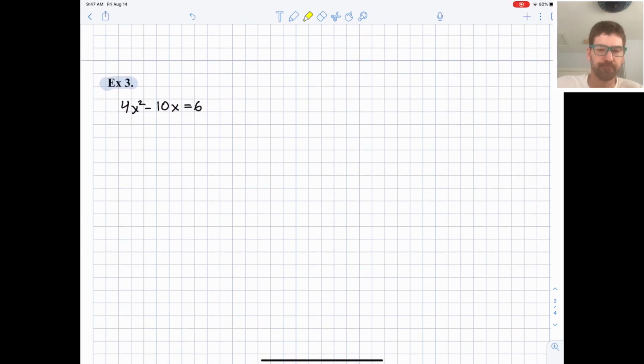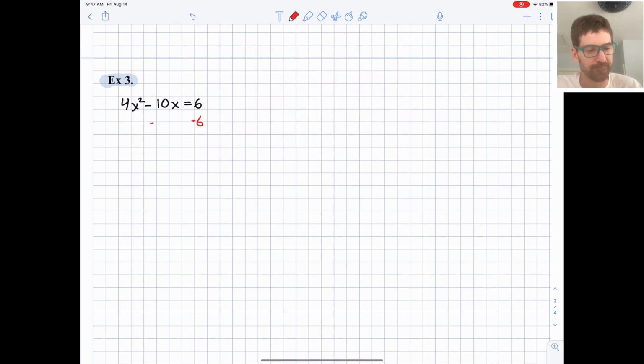And the last one, for this particular video, it's not called the 6 product property, okay? It's called the zero product property. So we have to get that equal to 0, okay? So let's first just subtract 6 from both sides. So I'm going to get 4x squared minus 10x minus 6 equals 0. Okay, so now we can work with the zero product property.